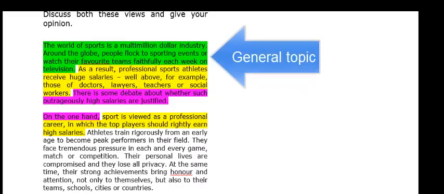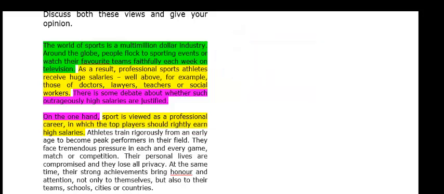Okay, the green colour is the general topic. Remember how I said the first sentence of your essay should introduce the general topic. So the world of sports is a multi-million-dollar industry around the globe. People flock to sporting events or watch their favourite teams faithfully each week on television. Okay, so the purpose of this is to introduce the general topic.